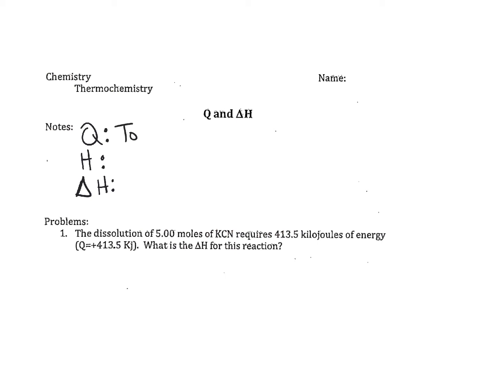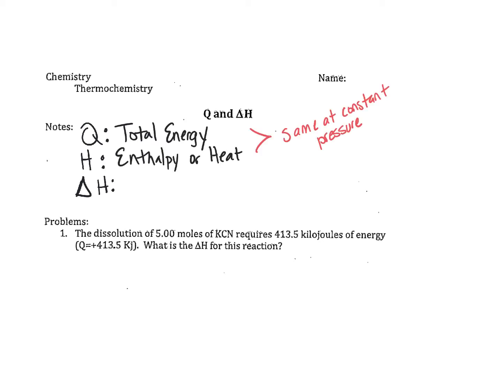Q is the total amount of energy, whereas H is the enthalpy or the heat. Remember that these are different from our first week on this unit. And so then finally we have our delta H, which is going to be our change in heat, and that's going to be per mole. So our total energy is going to be in kilojoules. Our enthalpy or our heat is going to be in kilojoules, and our change is per mole.